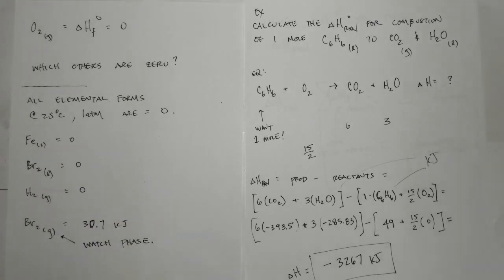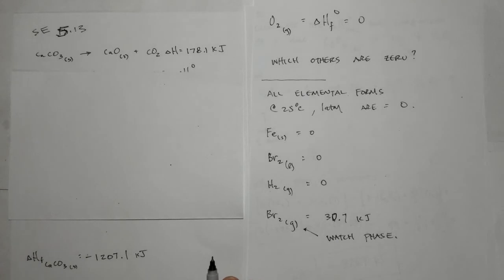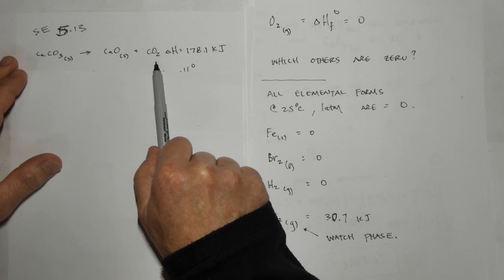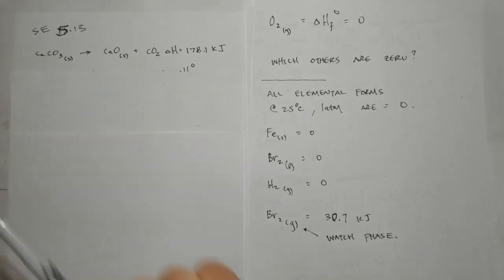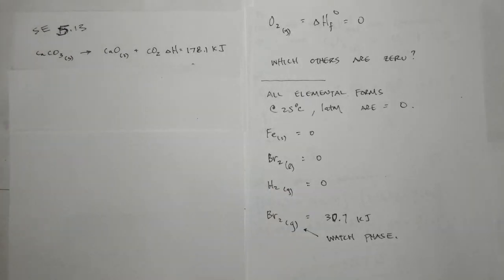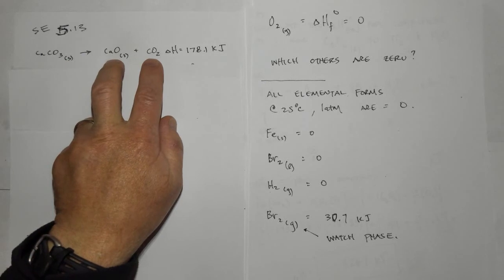So one last problem. Here is calcium carbonate, and calcium carbonate is decomposed into calcium oxide and carbon dioxide. Its enthalpy for this particular reaction is 178 kilojoules. Notice it's a positive value, so that means it's an endothermic process, meaning you have to put energy into this system to break it up into those two items right here.